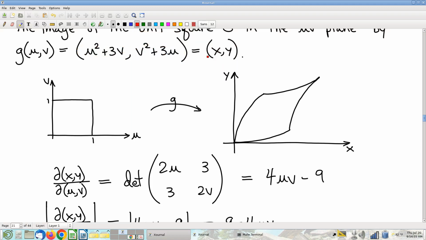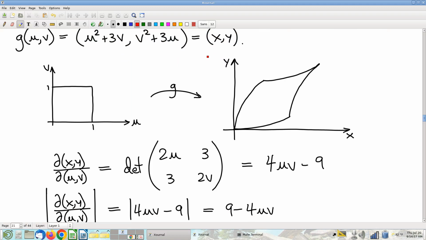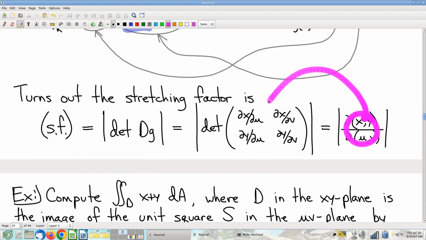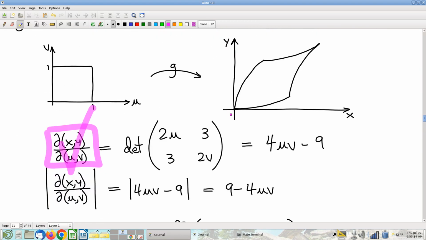And with that said, I'm going to compute our stretching factor. Correction, I'm going to compute this, which is called the Jacobian determinant, by the way. After all, it is the determinant of the Jacobian. That's the name, Jacobian determinant. So I'm going to compute that first. I do have to recognize that our stretching factor is actually the absolute value of that. We'll get to that in a minute. For the moment, let's just compute the Jacobian determinant.